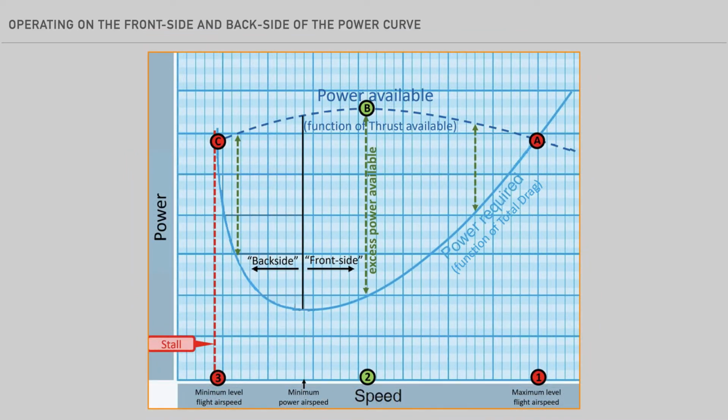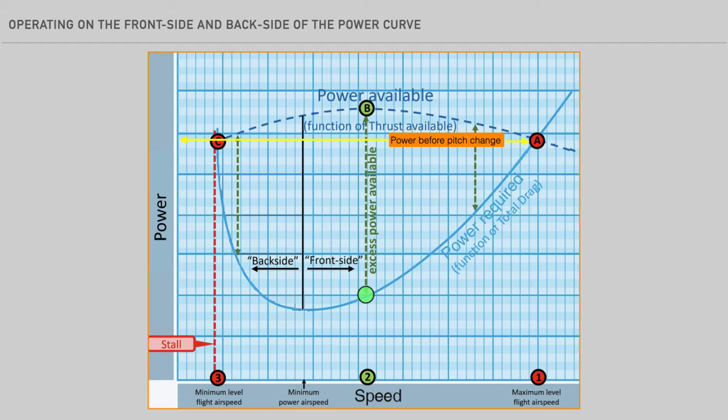We just saw how excess power can be used to manage the airplane's flight path and/or airspeed. Now let's see what happens as the airplane moves along the power curve. When cruising at a high airspeed on the front side of the power curve, the angle of attack is low and there's little excess power available from the engine. Applying back pressure to the yoke will cause a brief energy exchange climb, causing the airplane to lose airspeed.